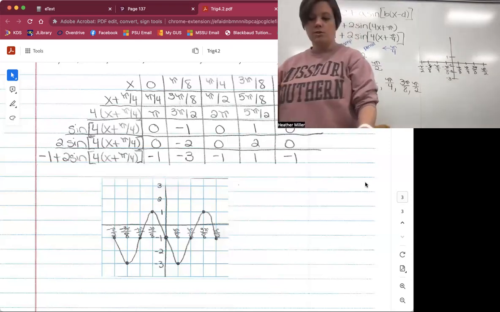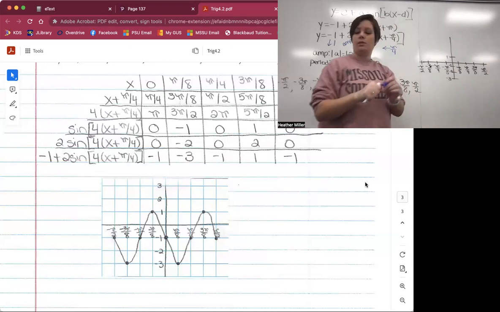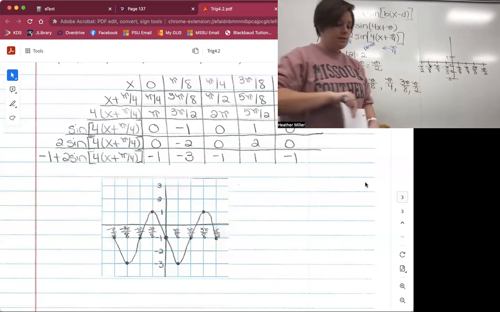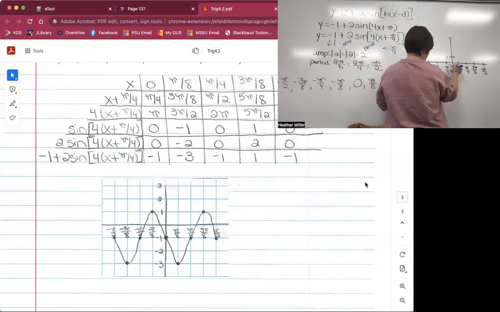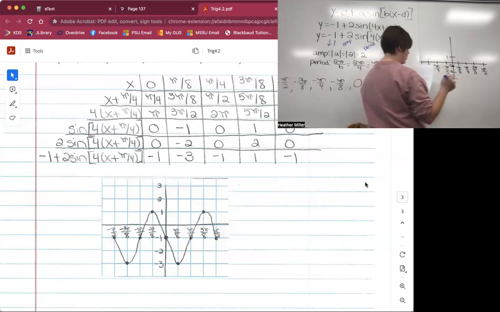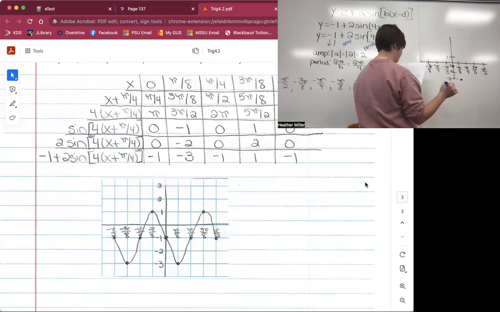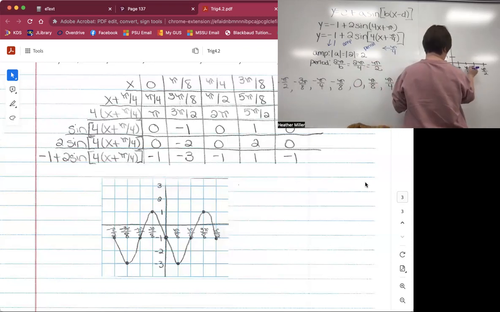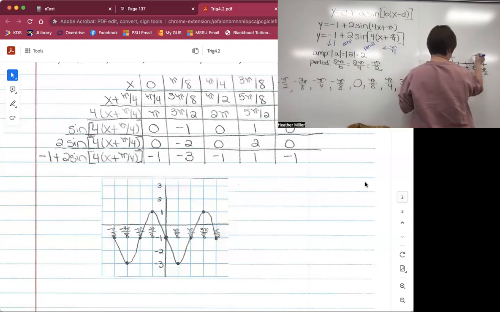All right. So there's all of that. Now, where's my blue? Based on our table, when X is 0, Y is -1. When X is pi over 8, Y is -3. When X is pi over 4, Y is -1. When it's 3 pi over 8, we're up to +1. And then we're back down to -1.